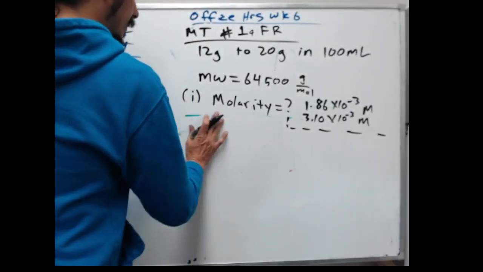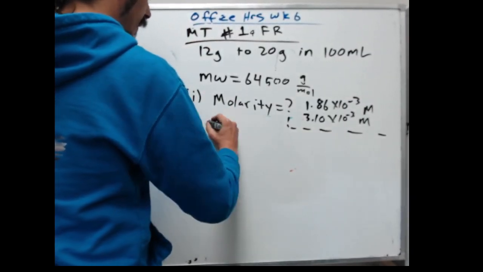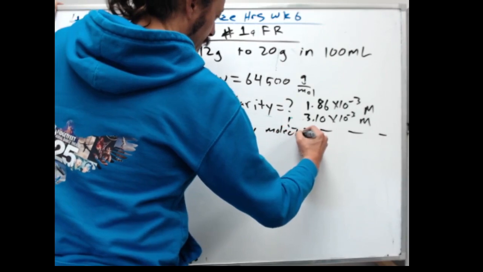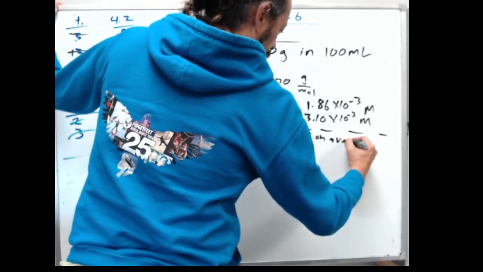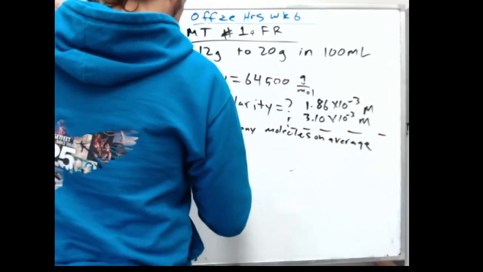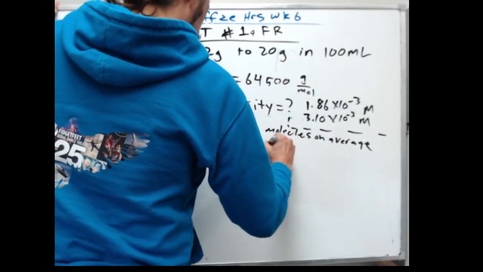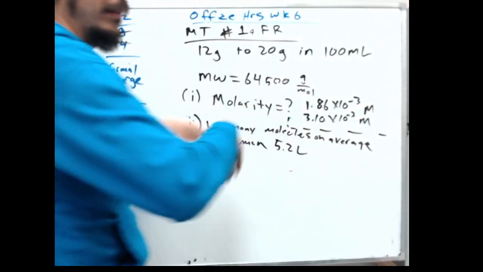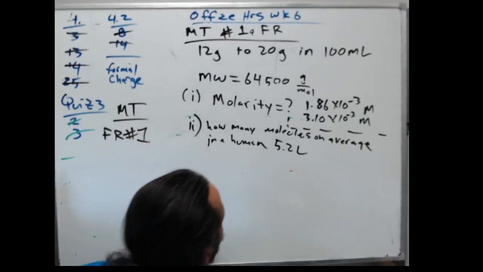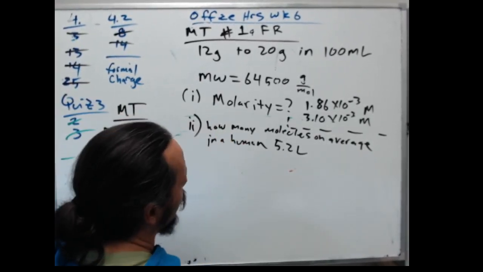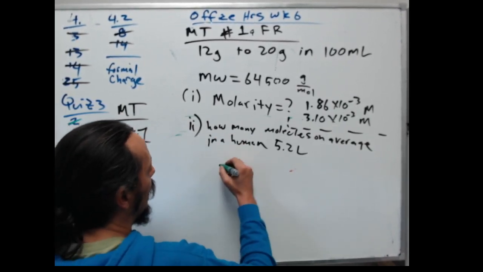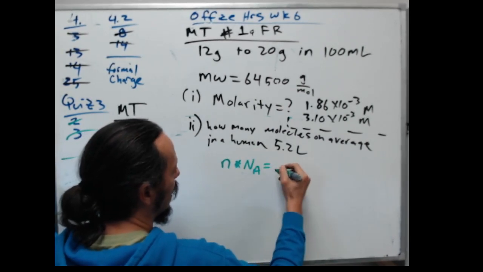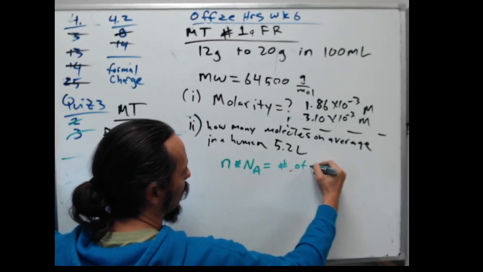Part 2 says, how many molecules on average do you have in a human if they are 5.2 liters? I gave it in milliliters, I just did the conversion really quick. Again, we have 2 things to think about. I want a number of molecules, so that's going to be my number of moles times Avogadro's number equals number of atoms, or molecules.